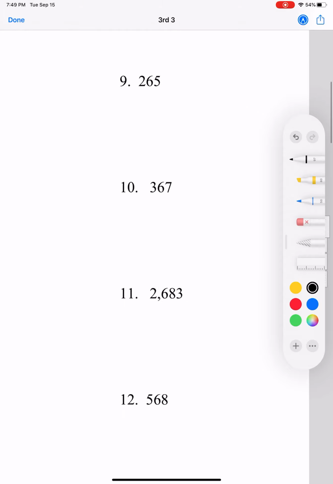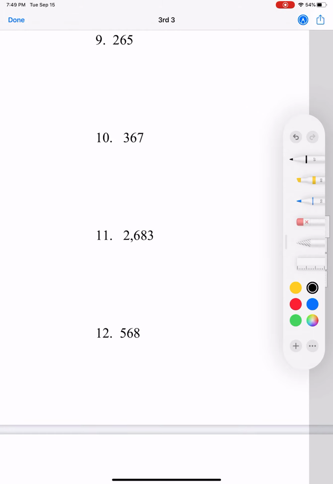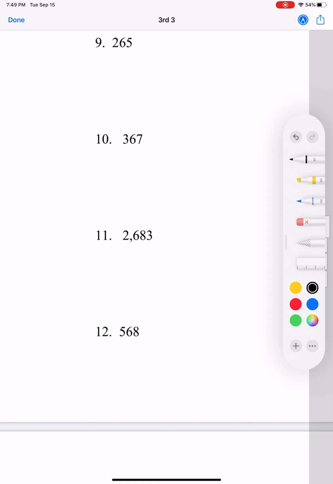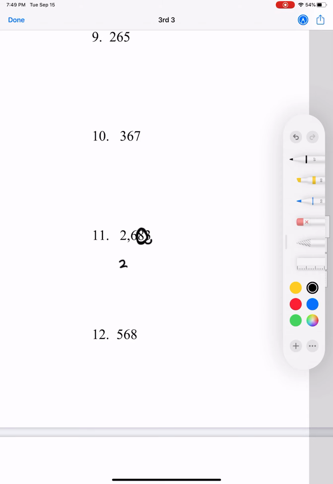One of the harder ones, let's try number 11. Number 11 asks you to round 2,683, but you still have to round to the tens place. And like we said before, it's 2 spaces to the right. So 1, 2. So this is the tens. So the number was 2,683. And if you look at the 3, it was a number that was less than 4. So you would round down, making the answer to number 11 2,680.